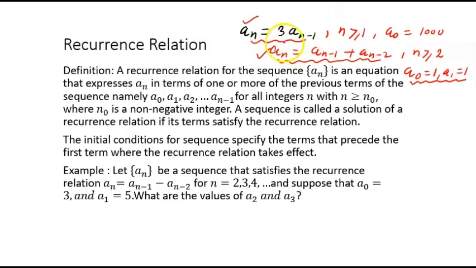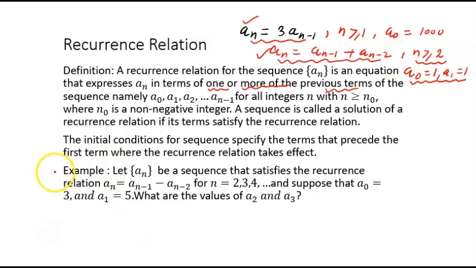Basically this is an equation where a_n is represented in terms of one or more of the previous terms of the sequence, right? And the condition given where the recurrence relation takes effect is known as the initial condition. That means a_0 is given to be 1, a_1 is given to be 1, and the recurrence relation takes effect at n equal to 2, meaning it makes sense for n greater than or equal to 2. So we call this condition the initial condition. Okay.